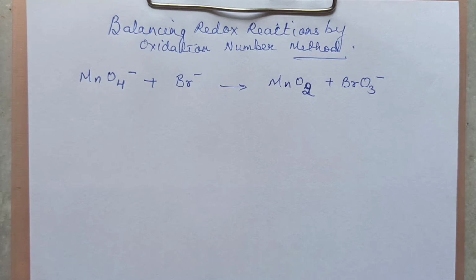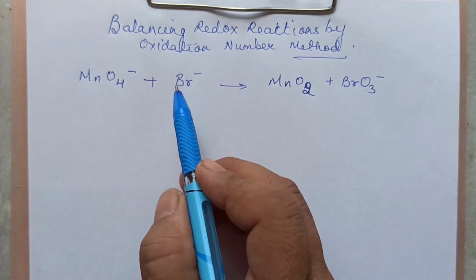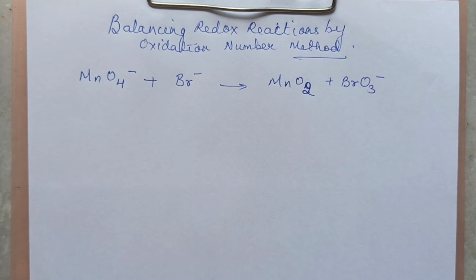And in today's video, we will be discussing balancing redox reactions by the oxidation number method. And we will cover both acid and basic medium. So please do watch till the end and practice it well. I am sure after watching you will be able to balance it.